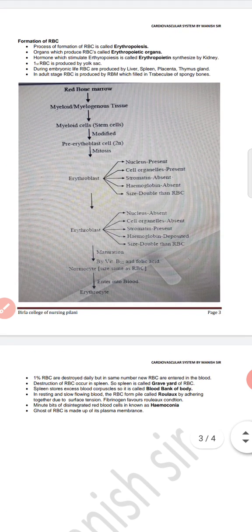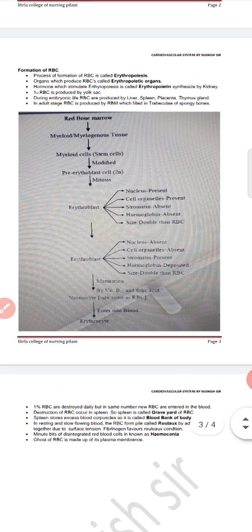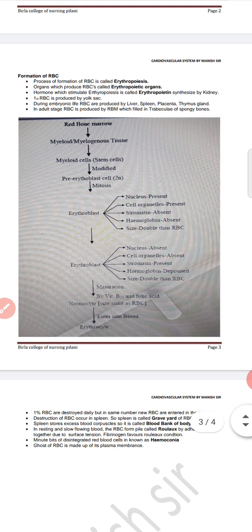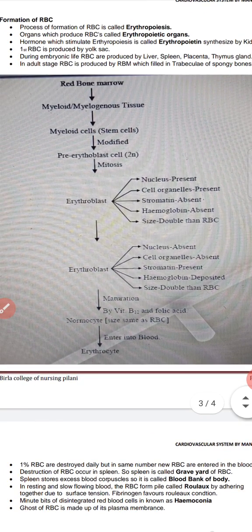The formation of RBC, as you know, is called erythropoiesis. In this image you can see that the formation occurs in the red bone marrow. First, the red bone marrow differentiates into myeloid tissues. The myeloid tissues differentiate into myeloid cells, which are called stem cells. These stem cells are modified into pre-erythroblast cells.